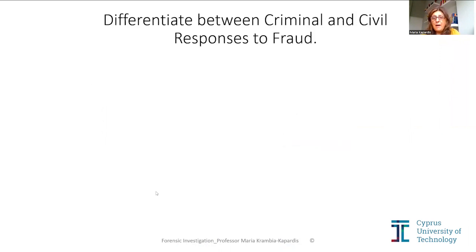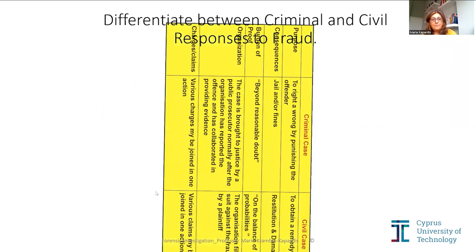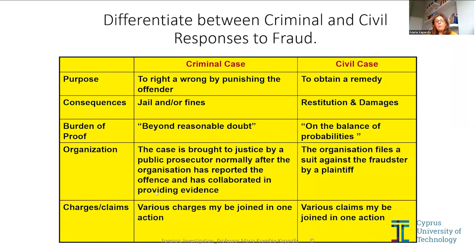We need to differentiate, however, between criminal and civil responses to fraud. Okay, what is the purpose of a criminal investigation? To right a wrong by punishing the offender. And the offender would go to jail or would have to pay a fine, but we need to prove beyond reasonable doubt that the case has occurred. Whereas in a civil case, we want to obtain a remedy, and the consequences are restitution or damages. In order to prove this case, it is on the balance of probabilities.